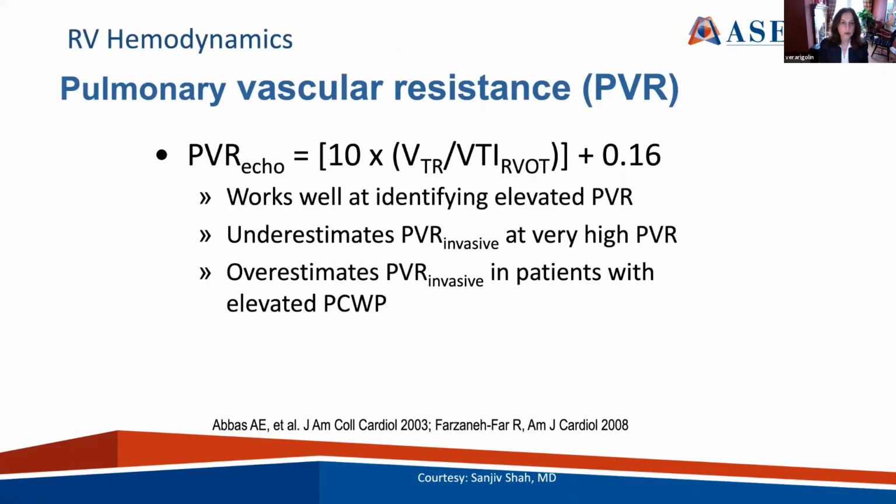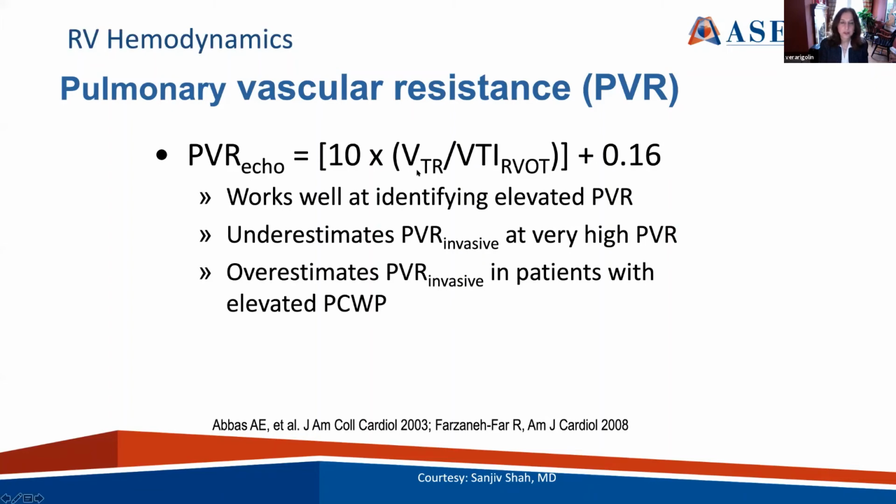We can also measure pulmonary vascular resistance. Here's the equation for pulmonary vascular resistance noted here. It works well at identifying elevated pulmonary vascular resistance. However, it can be an underestimate compared to invasive measurements of pulmonary vascular resistance at very high PVRs. And it can overestimate compared to invasive measures in patients with an elevated wedge pressure.